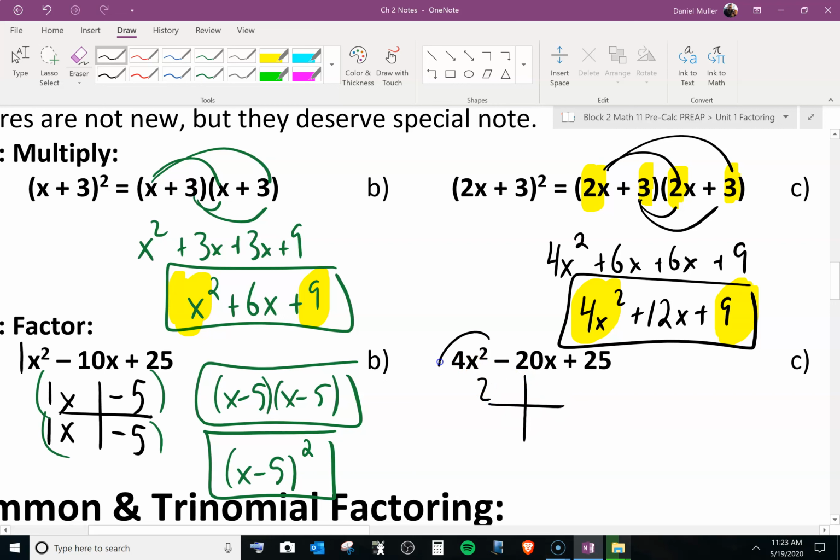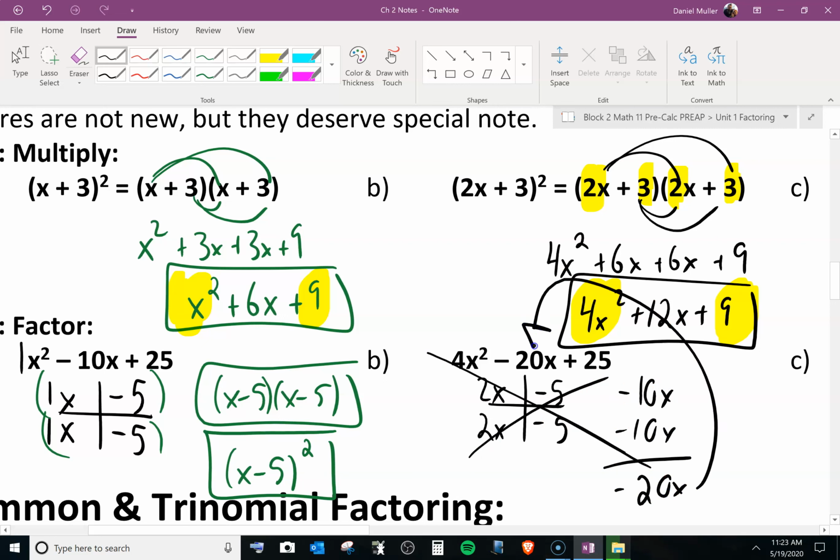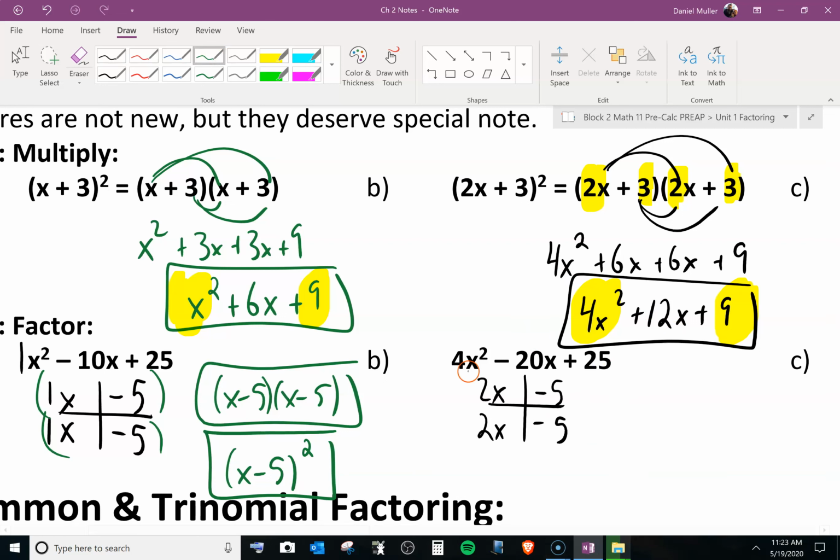What I'm going to do, I notice that 4 is perfect and 25 is perfect, so I'm just going to do the square roots. The square root of 4 is 2, and 2. The square root of 25 is 5, and 5. And this diagonal would be 10, and this diagonal would be 10. 10 plus 10 is 20, and I need negative 20. So I'm going to make both of these negative. So then this diagonal is a negative 10x. This diagonal is a negative 10x for a total of negative 20x. That is my middle term. So I'm going to have 2x minus 5 and 2x minus 5, which I'm going to write as 2x minus 5 all squared.